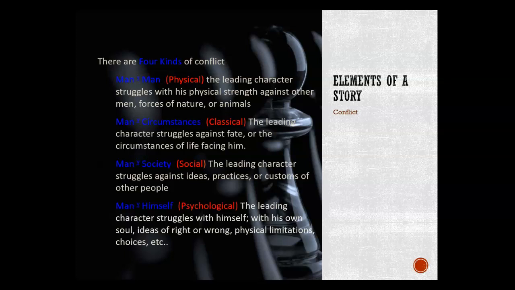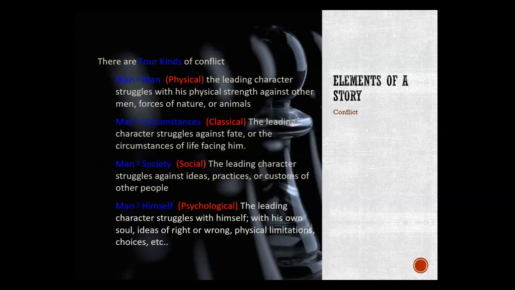Man versus circumstances is the classical conflict. The leading character struggles against his fate, or circumstances facing them. It could be from the gods, or God, or it could be social circumstances, or the harsh realities of life. This tends to change based on time periods in which the story is written and set. Man versus society, or social conflict. The leading character struggles against ideas, practices, or customs, or other people within his or her society.